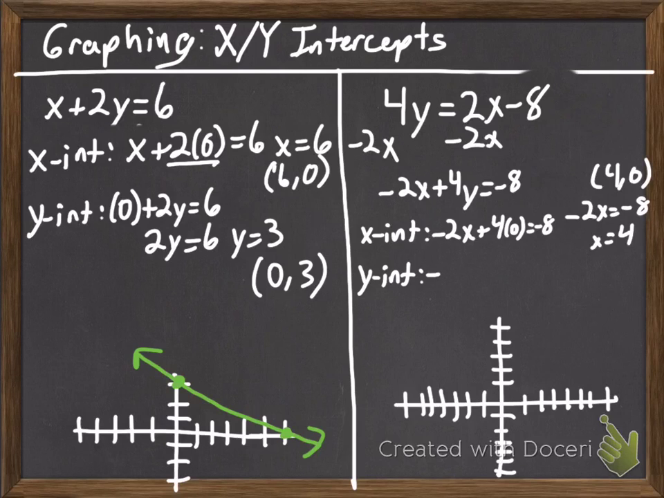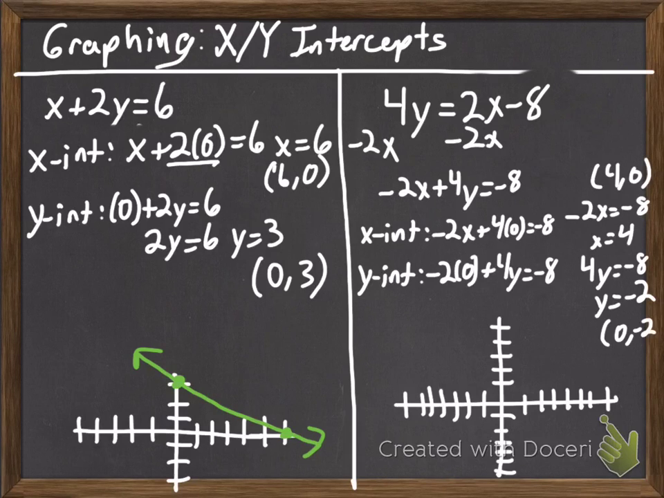Y-intercept: negative 2 times 0 plus 4y equals negative 8. 4y equals negative 8, so y equals negative 2. And we get (0, negative 2). We just get to plot those on our coordinate plane. So (4, 0), (0, negative 2), connect your dots with that line, and you have your graph.